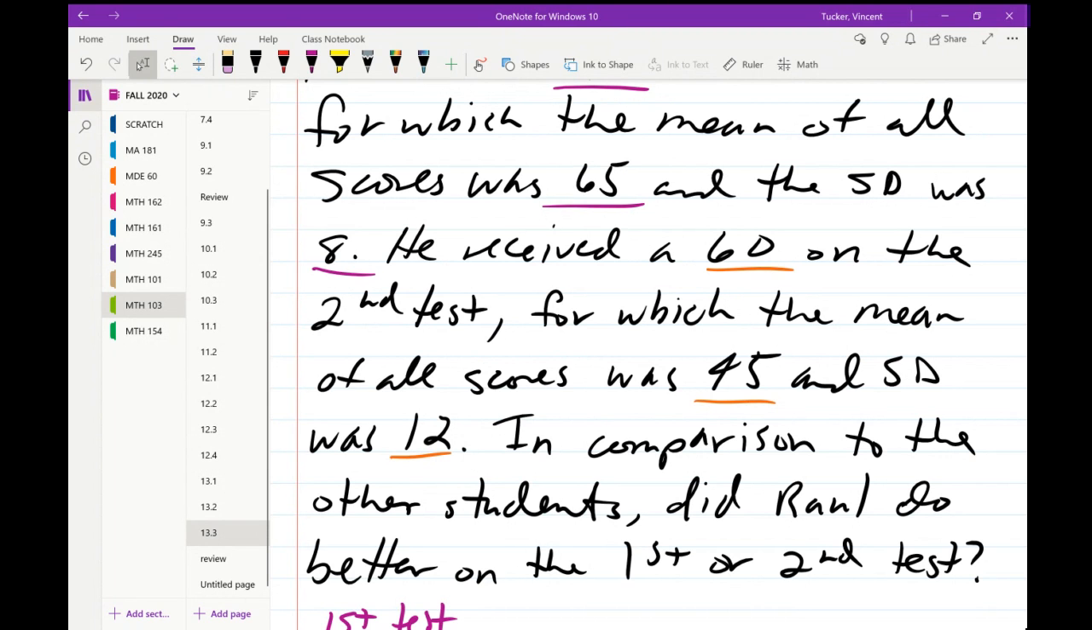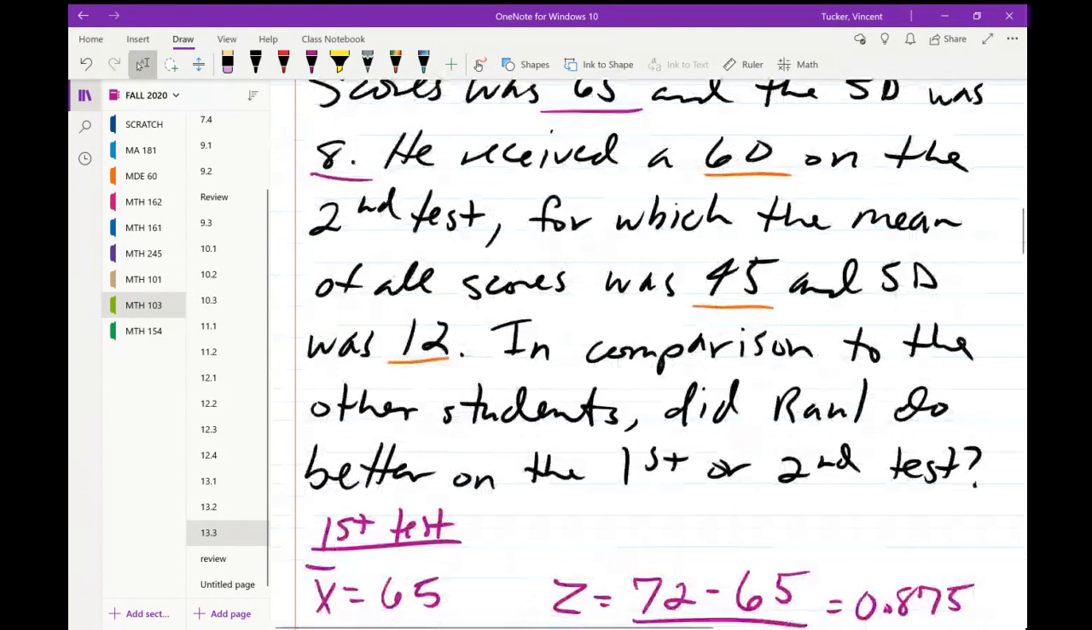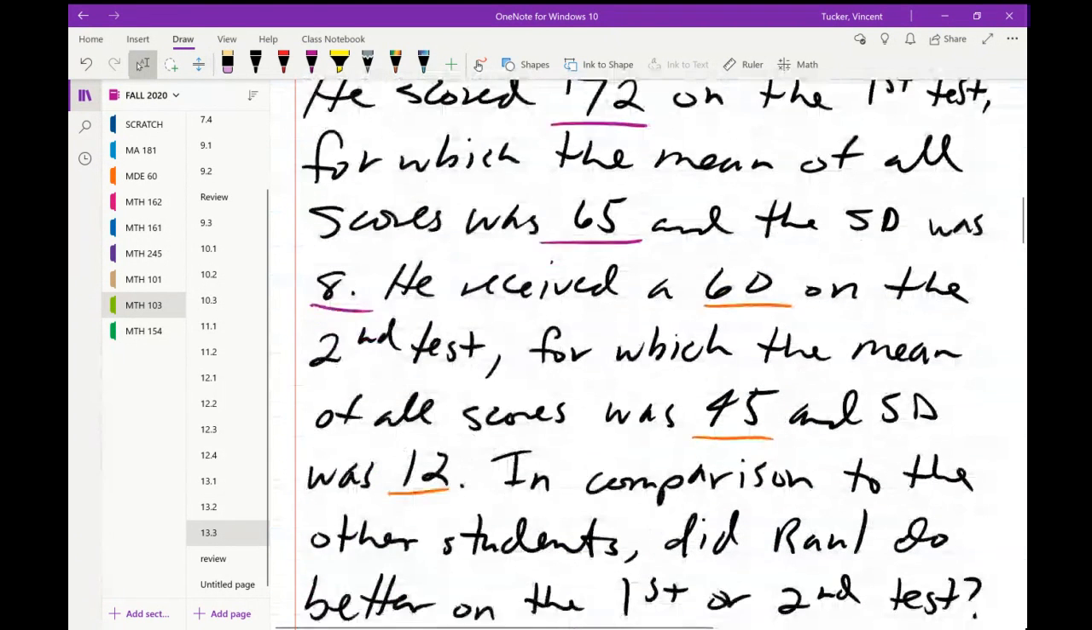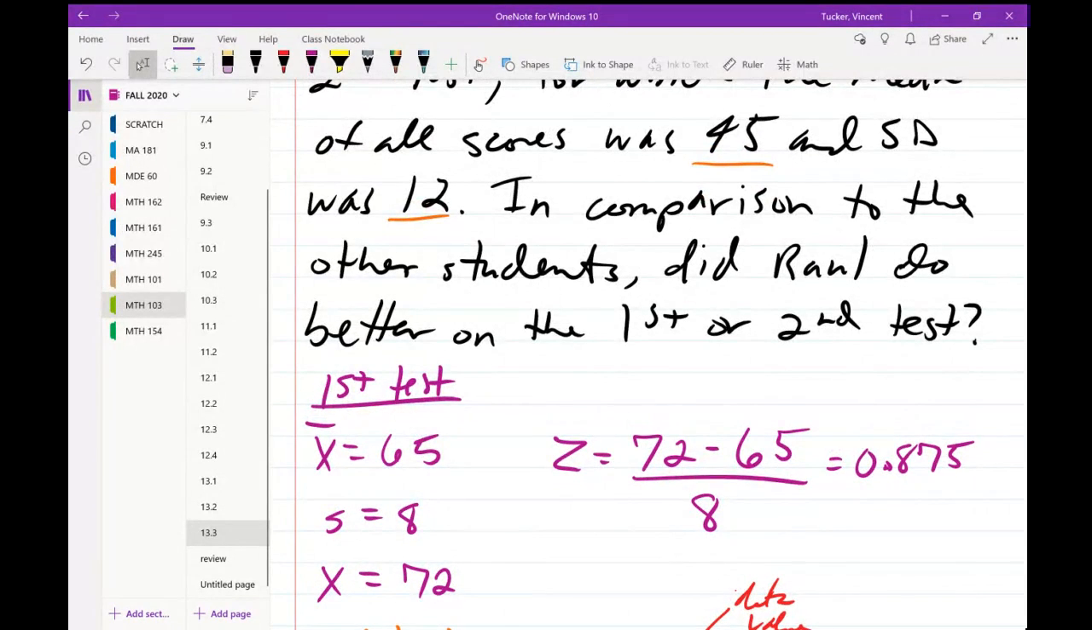All right. So notice we have two different sets of information. He has a first test and a second test on which he scored a grade, and he has the mean and the standard deviation for both. So what we would do is find the z-score for the first test and find the z-score for the second test individually. So for the first test, he scored a 72. The mean is 65, and the standard deviation is 8.